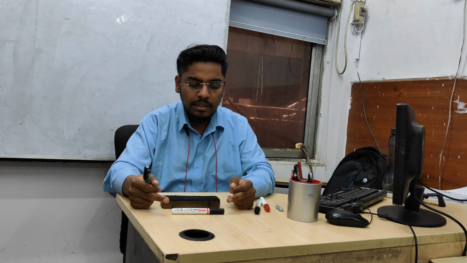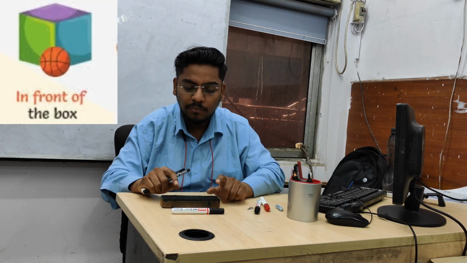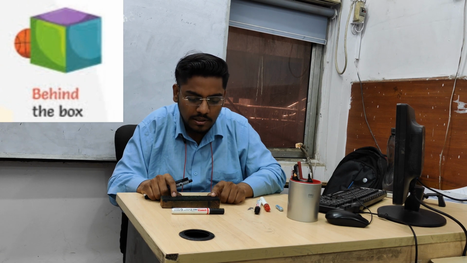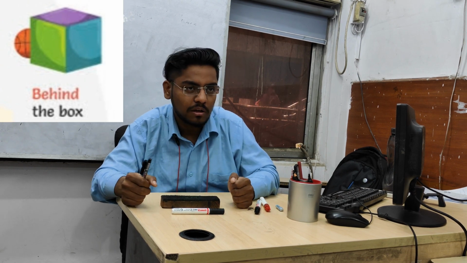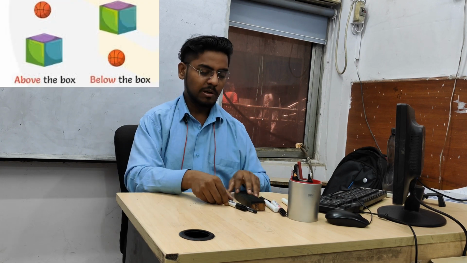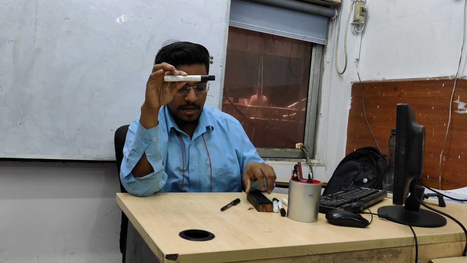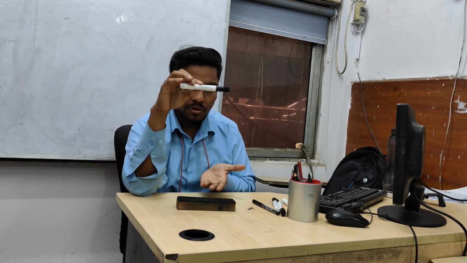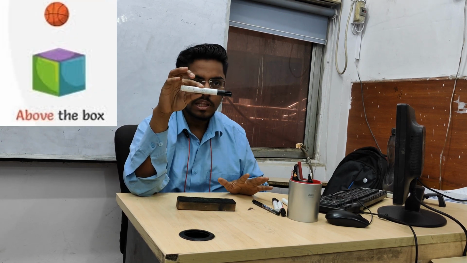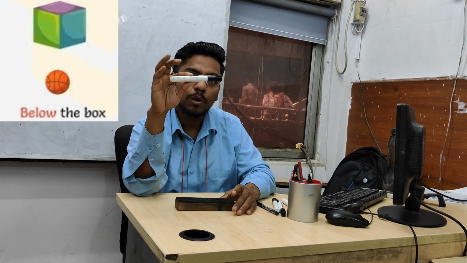Got it? The duster like this and I put this marker like this. That means this marker is in front of the duster. Same thing with the duster: the duster is behind this marker. Biggest confusion ever: below and above. Let me explain. For example, I just put this marker over here and this duster over there. As you can see, there is no surface in between. That means this marker is above and this duster is below.